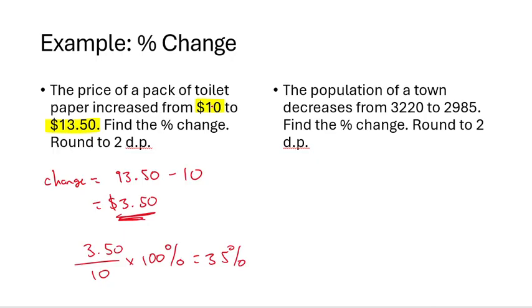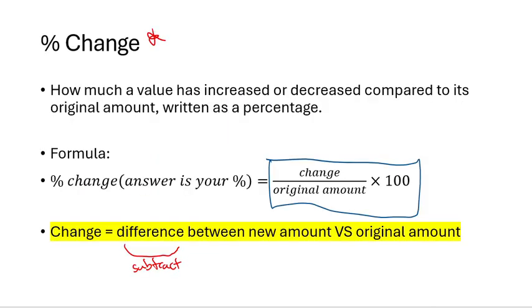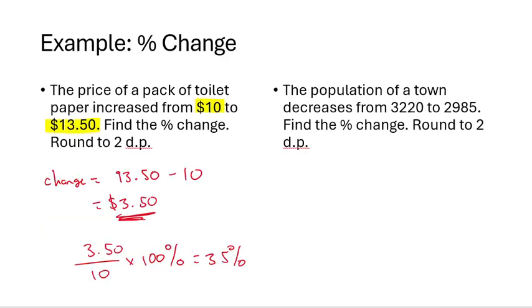Price of a pack of toilet paper increased from $10 to $13.50. Find the percentage change. So you're going to find what the difference is. We found that to be $3.50, and then we just applied our formula, $3.50 over 10, and then we just multiplied that by 100%. Okay. Now just remember your final answer should be written as a percentage like that. Okay. Let's see the second one.